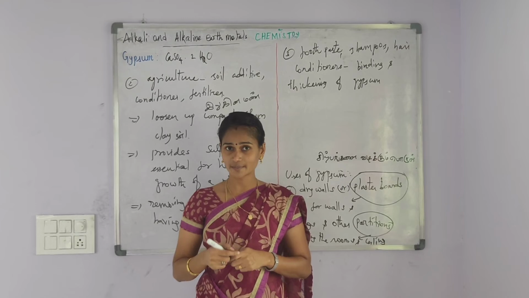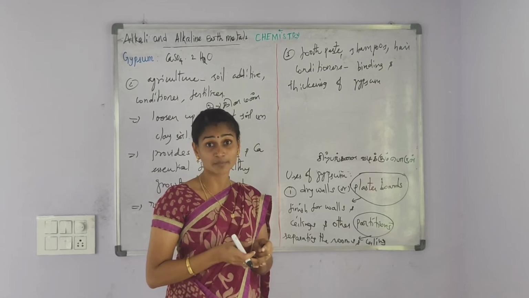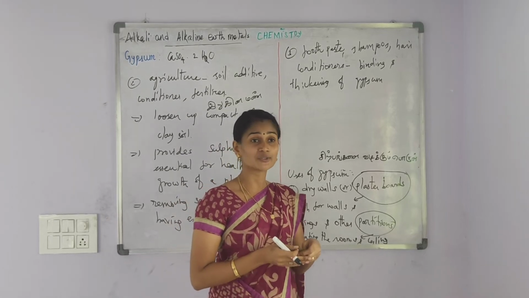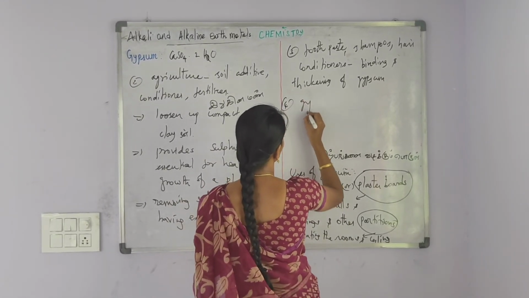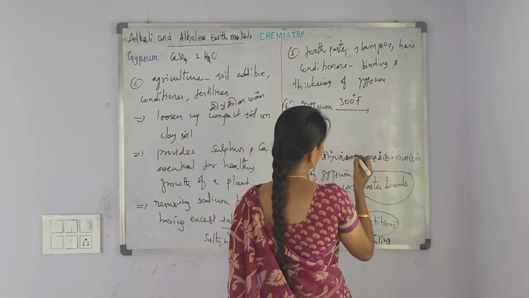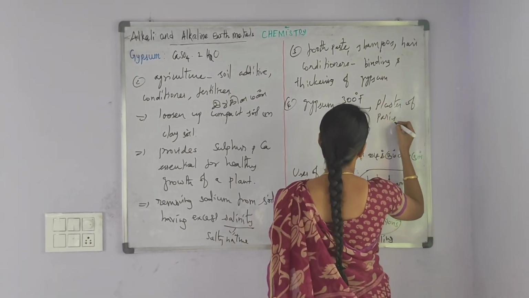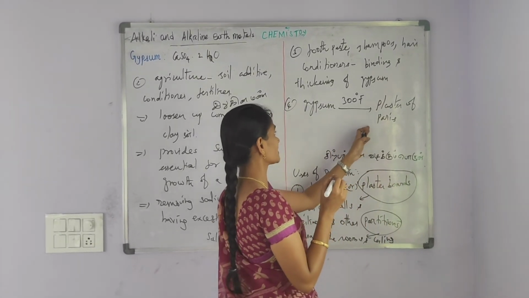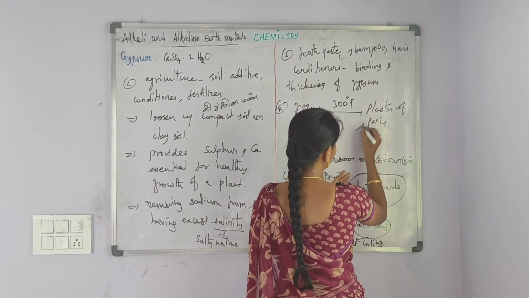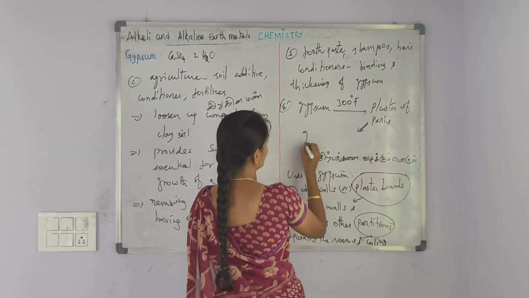Another important use of gypsum is producing plaster of Paris. Already we discussed ancient Egypt. They knew how to convert gypsum into plaster of Paris about 5000 years ago. Gypsum on heating to 300 degrees Fahrenheit is converted into plaster of Paris. So, plaster of Paris is obtained from the heating of gypsum, and it is referred to as gypsum plaster.